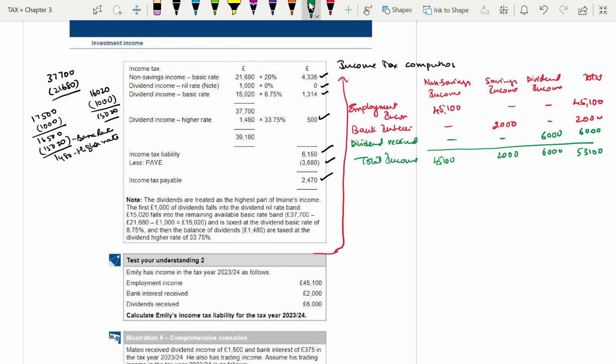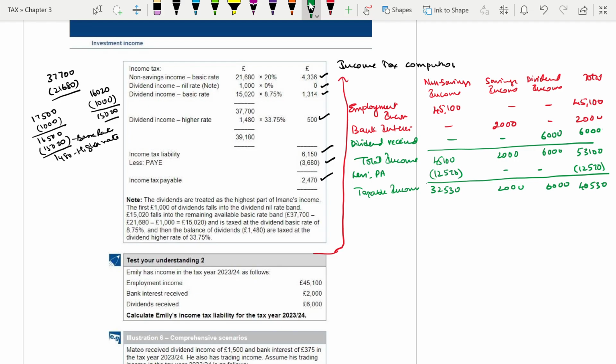Next, personal allowance, how much? Personal allowance is 12,570. Now you will understand, this is the comprehensive one. How much will you get? Take your time, don't rush. 32,530, 2,000, 6,000, is it right? And 40,530. This is going to be called the taxable income.